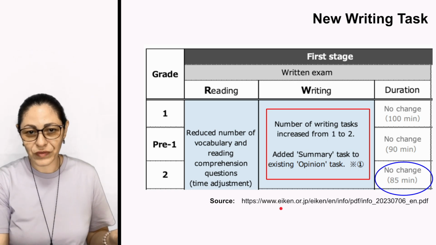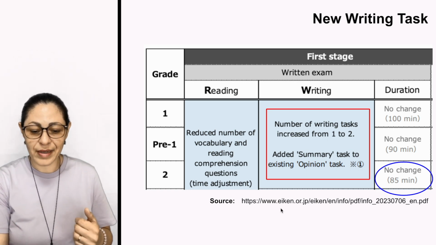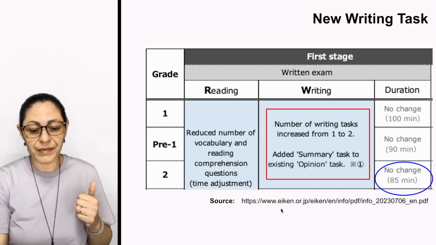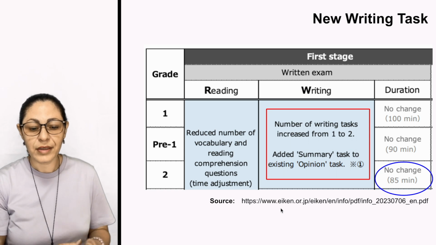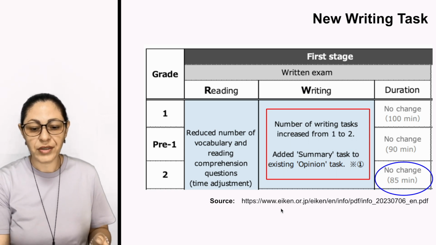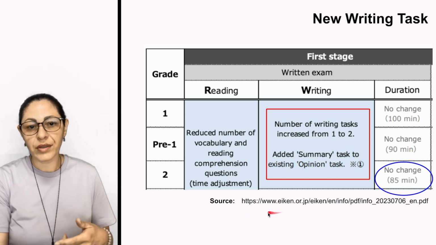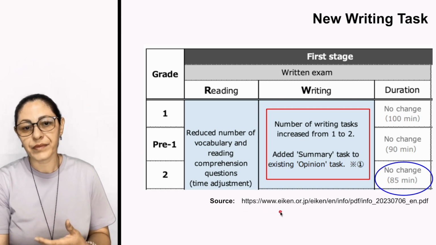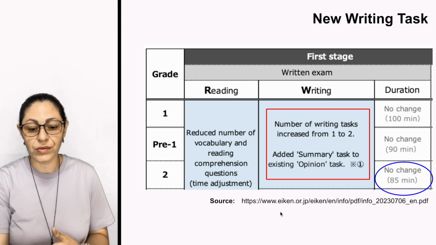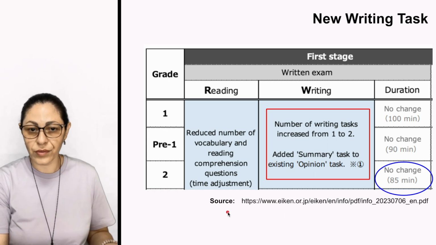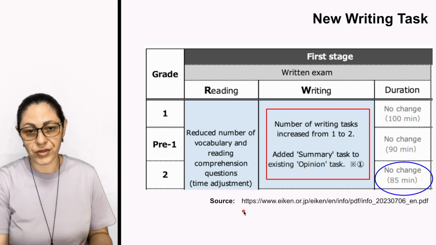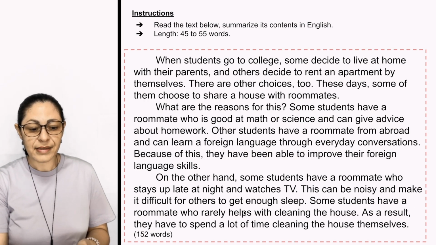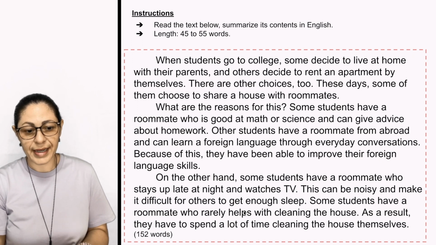And let's move on. Let's go and check our example. You can see down below that there is the link from where I got not only this first chart about the reading section, but also the examples, the example of the writing task that we are going to use for the new version of the test, okay? So this is the text that I got from their site.